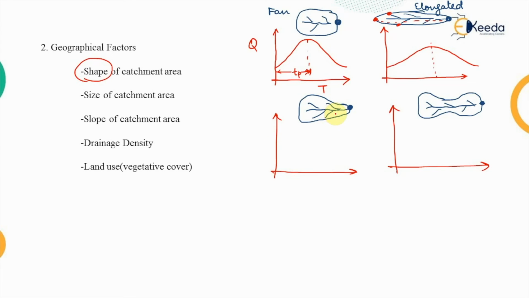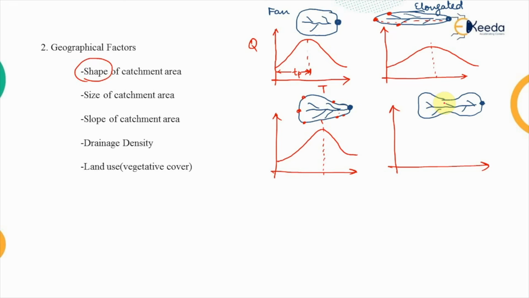Then if we have this narrow leaf shape, the points situated near the outlet point will take less time to reach it, but the points at the farthest distance will take the maximum time. Because of that, the peak that we obtain is slightly shifted, and there is some skewness in the curve. This is the shape of the hydrograph that we obtain for such catchment areas.